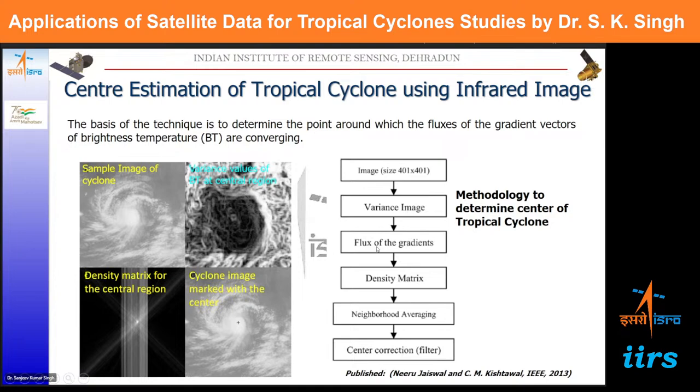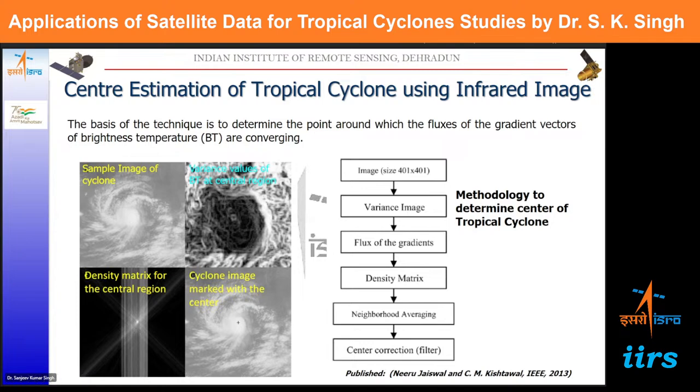And further, they have computed the gradient of this flux. The gradient of the brightness temperature in the variance image is calculated from the zonal and meridional derivatives, and then they have drawn lines parallel to the gradient vector at each pixel of the analyzed scene, and the points where these lines intersect each other are stored as a score in the density matrix.